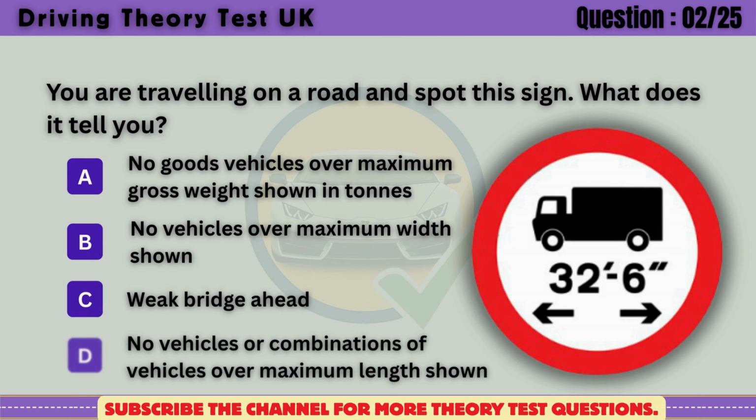Question 2. You are traveling on a road and spot this sign. What does it tell you? A. No goods vehicles over maximum gross weight shown in tons. B. No vehicles over maximum width shown. C. Weak bridge ahead. D. No vehicles or combinations of vehicles over maximum length shown.